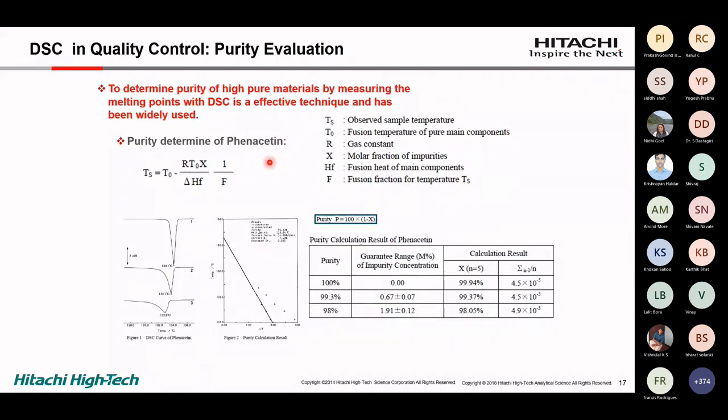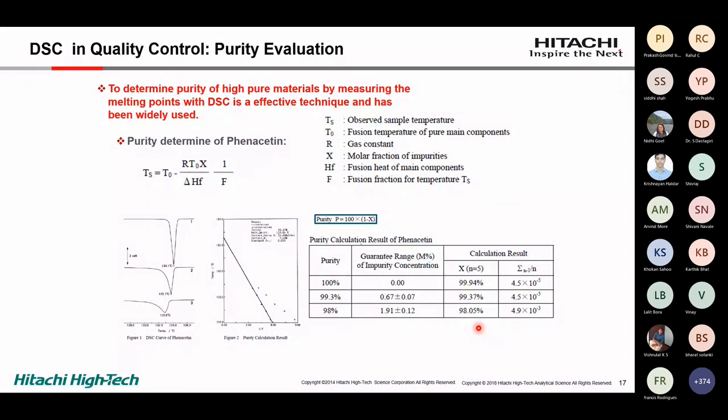The example is shown here on the left-hand side. The name of the compound is phenacetin. Three graphs are shown on the left-hand side, and the Van 't Hoff plot is shown in the middle. In the table, you can see the purity of phenacetin determined by HPLC and the purity of phenacetin determined by DSC. There is close agreement between the HPLC data and the DSC data, which indicates that DSC can also be a very important tool for quick determination of the purity of a compound.